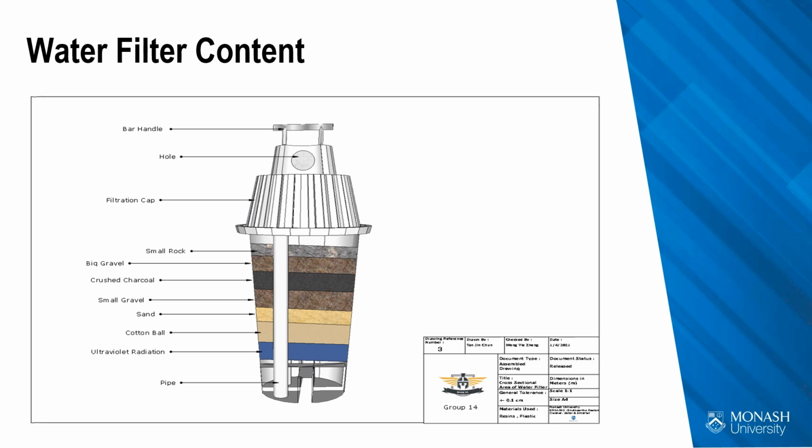This diagram illustrates the contents of our water filter system. It includes layers of small rocks, big gravel rocks, crushed charcoal, small gravel, sand, and finally cotton balls and ultraviolet radiation. Clean water comes out at the end of the filtration process.